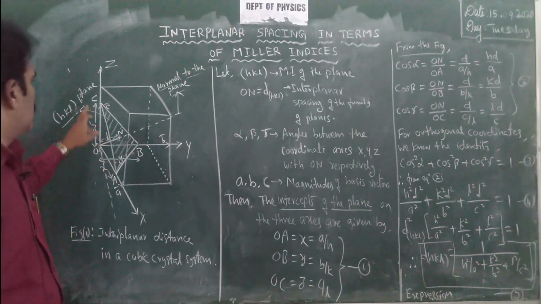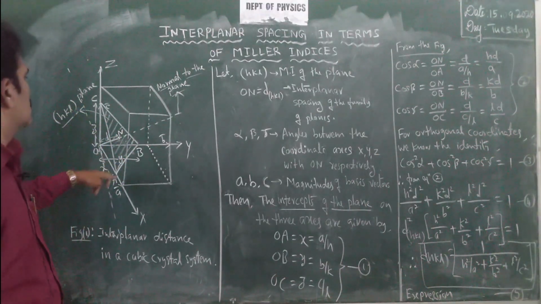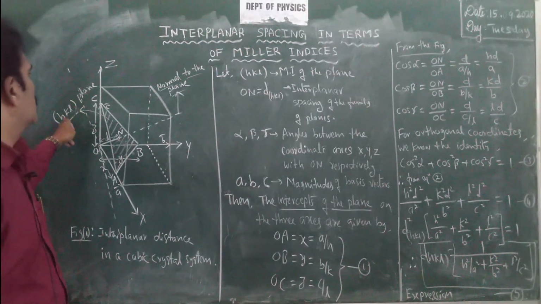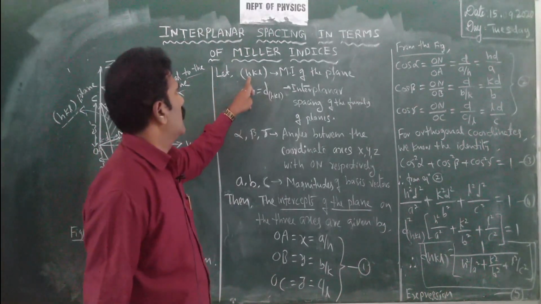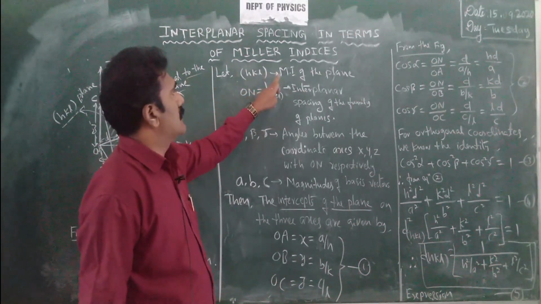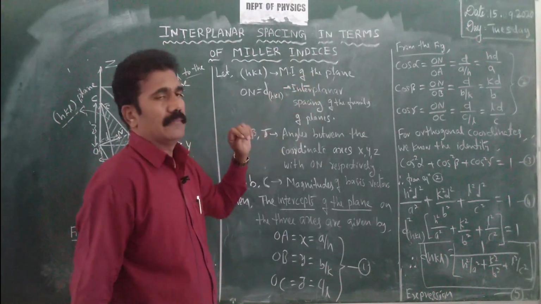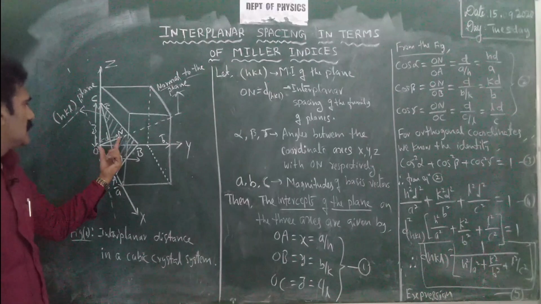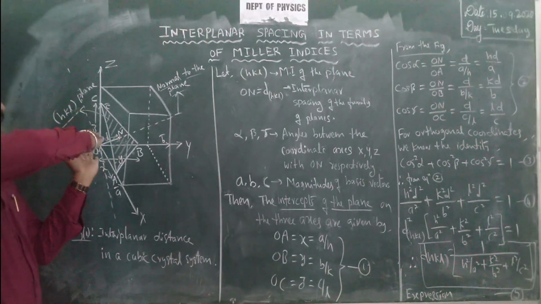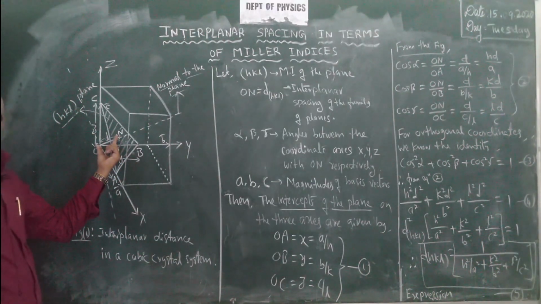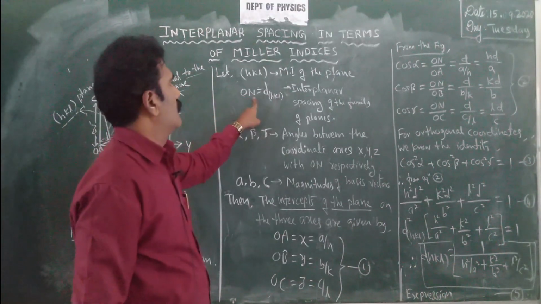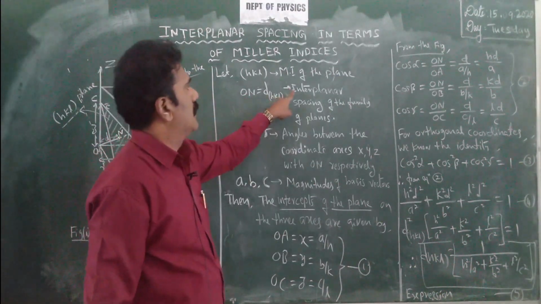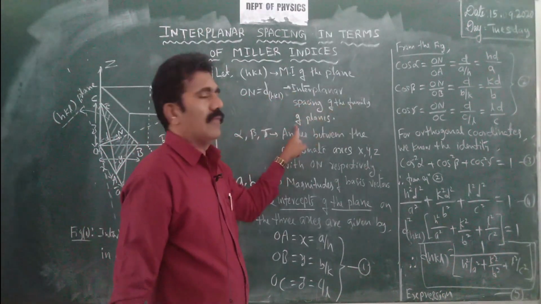Okay, now let us consider what assumptions we made in the figure. As I said, the plane ABC is considered as a given plane and represented by Miller indices. So you can write here (h k l) in brackets as the Miller indices of the plane. Then I said the interplanar spacing between two consecutive planes is the perpendicular distance, that is d. So we can write that ON is equal to d, the interplanar spacing of the family of planes.